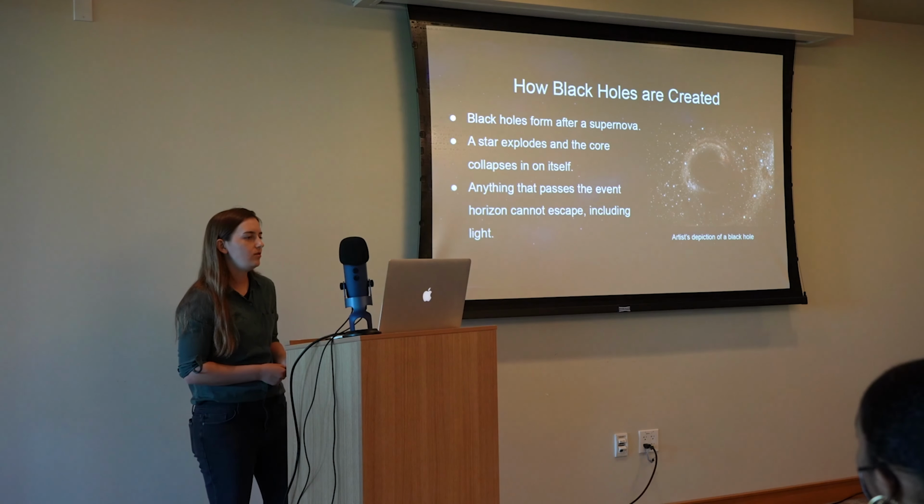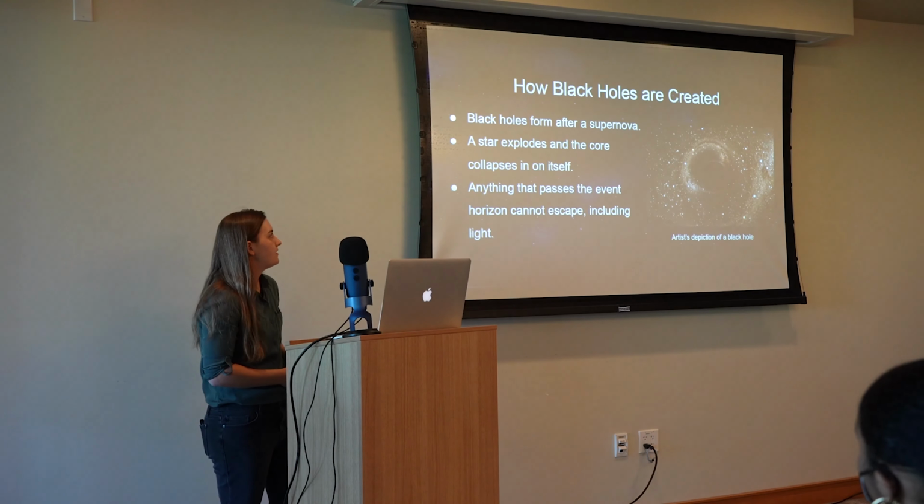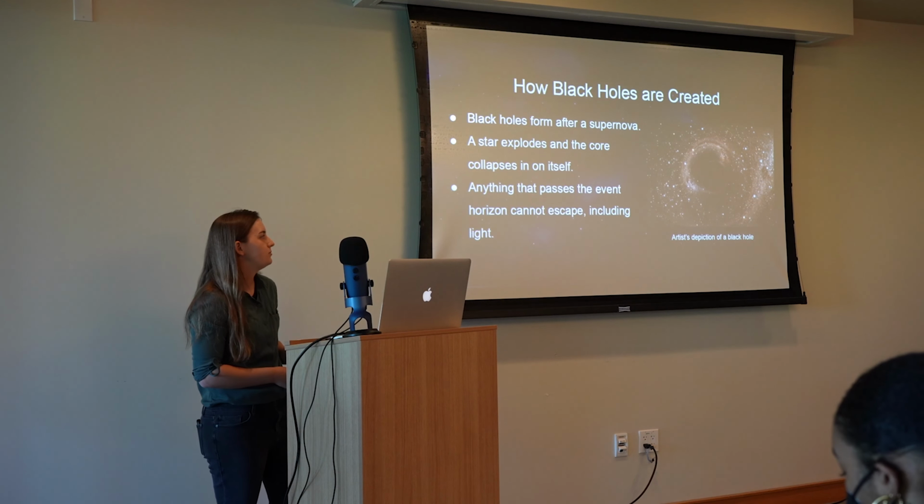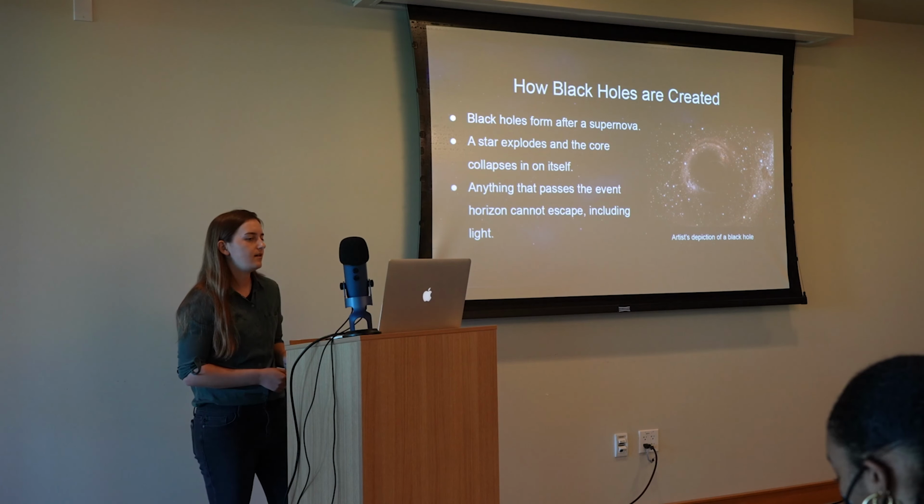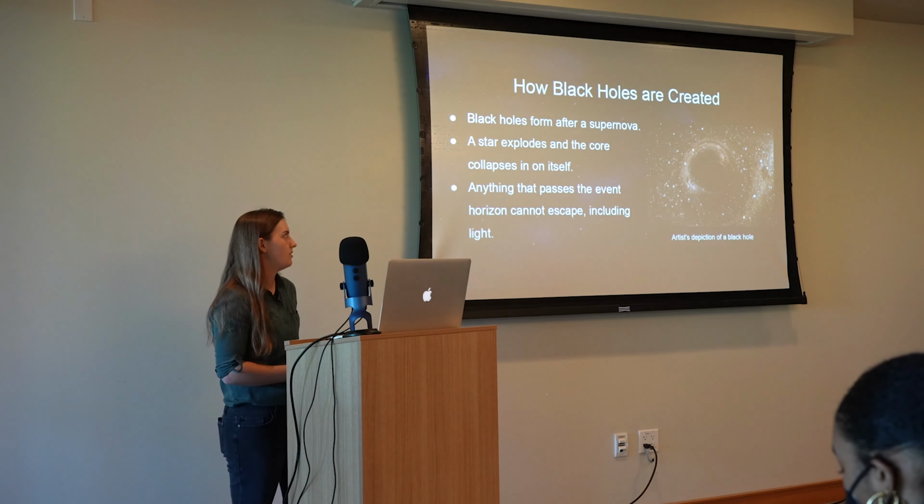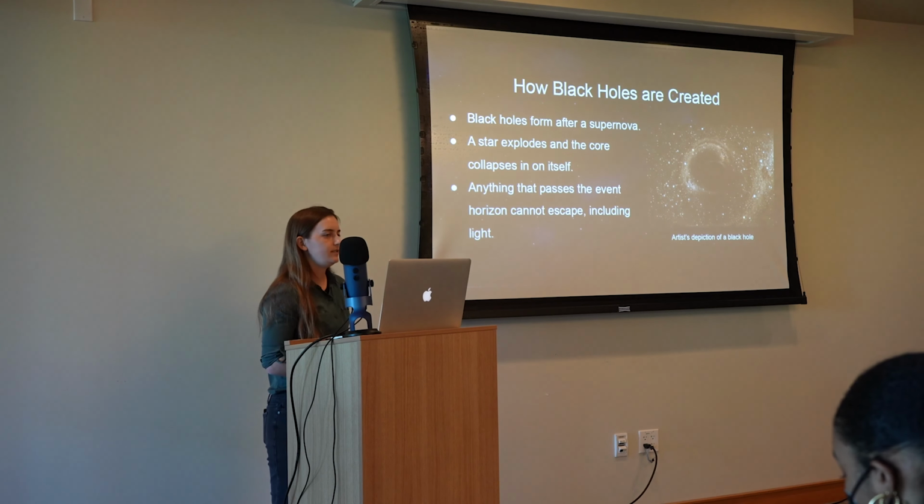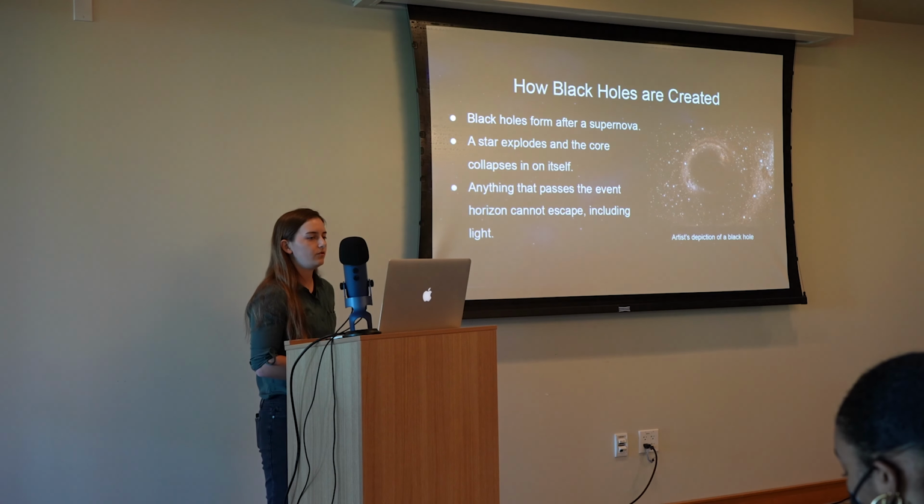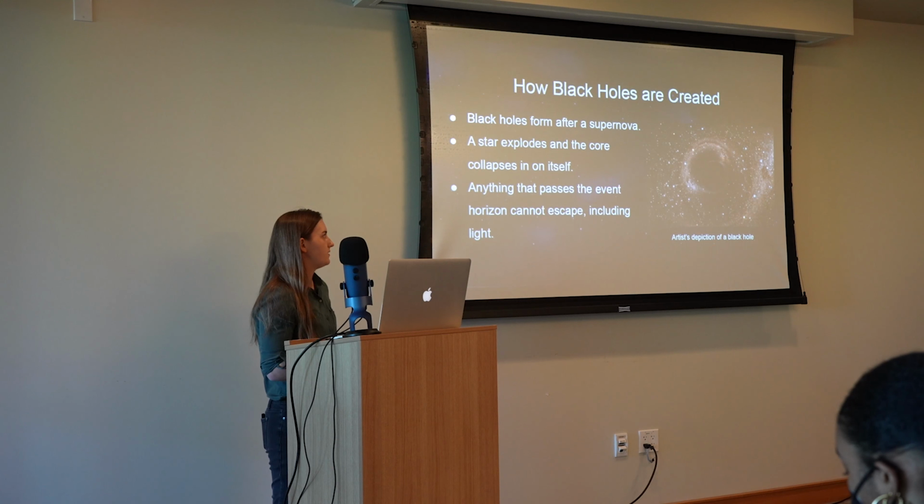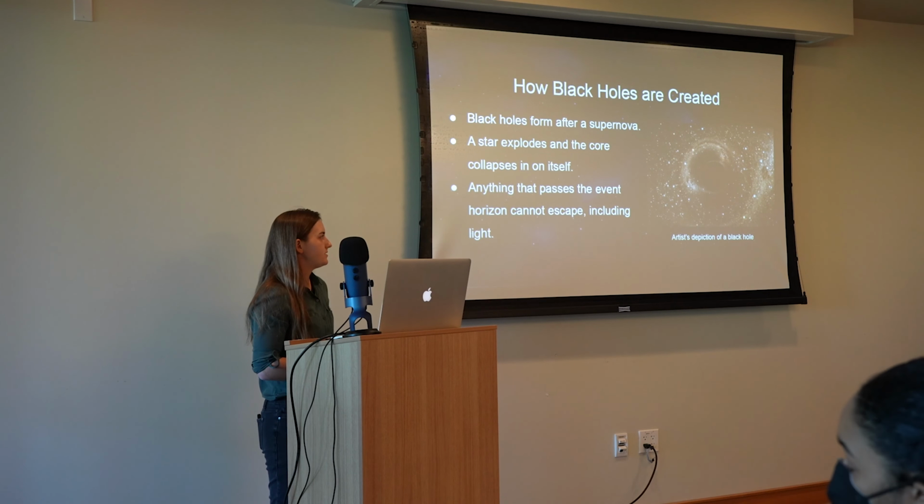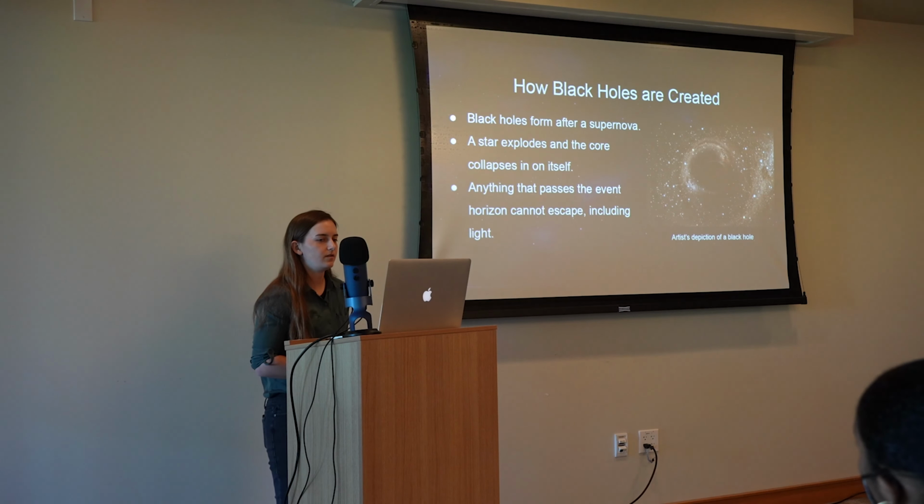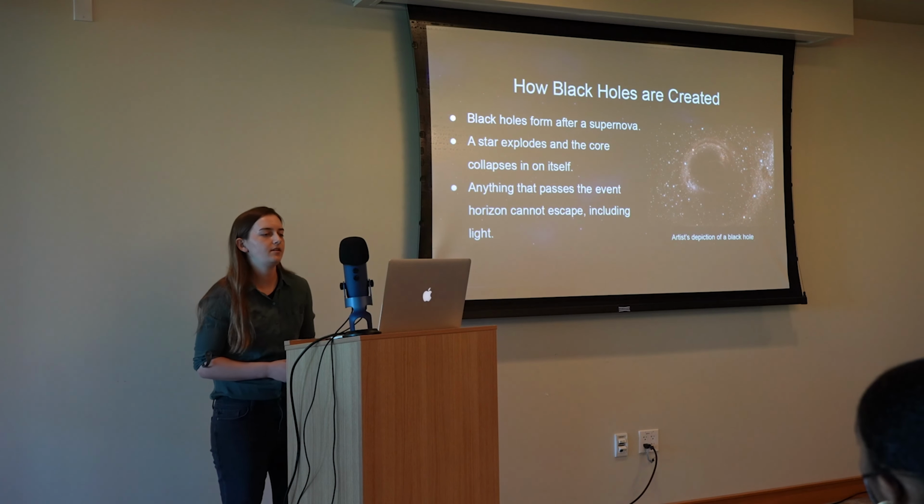So what is a black hole and how are they created? They're formed after a supernova, which happens at the end of the life cycle of a star. After a few billion years, a star will burn through most of its fuel and then explode. When that happens, the core collapses in on itself and creates a singularity.